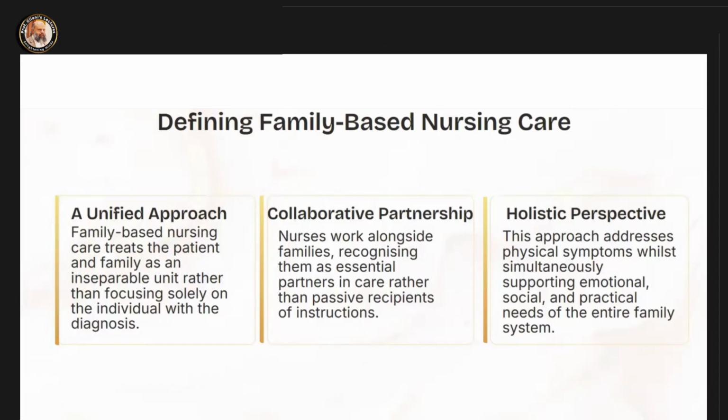So, family-based nursing care means you are caring for the family as a unit. You are not focusing on individual diagnoses or individual treatments. So, it is a unified approach. Then comes collaborative partnership. Nurses work alongside families, recognizing them as essential partners in care rather than passive recipients of instructions.